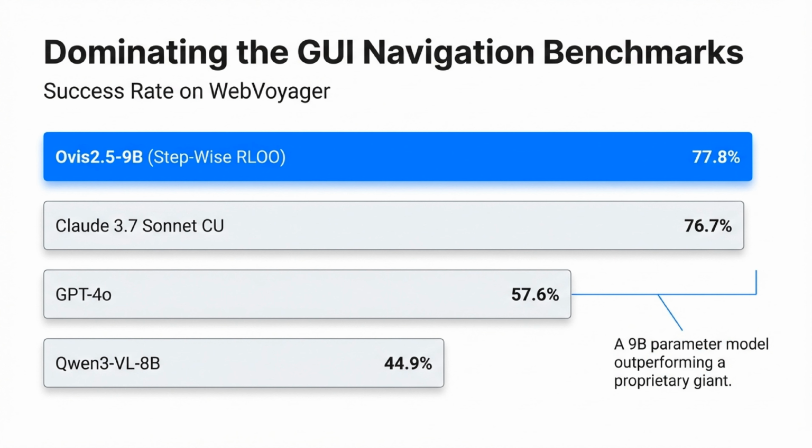The results speak for themselves. On the Web Voyager benchmark, OVIS 2.5-9b achieves a success rate of 77.8%. Compare that to Claude 3.7 Sonnet at 76.7% and GPT-4o at 57.6%. We are seeing a 9 billion parameter model outperforming a proprietary giant by a significant margin.